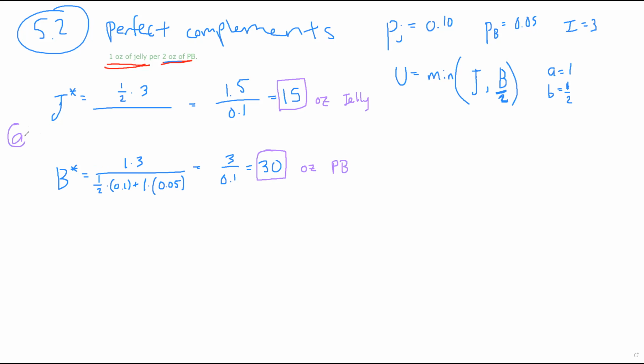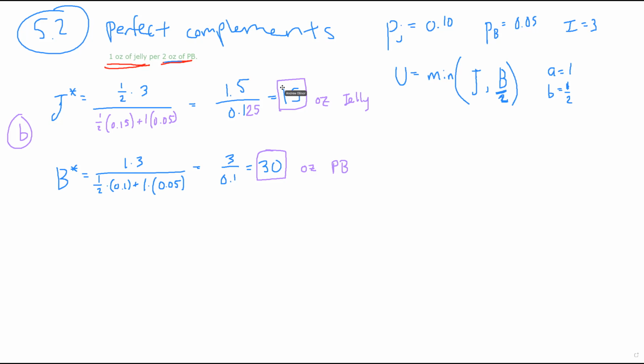Part B. Suppose the price of jelly were to increase to 15 cents an ounce. How much of each commodity would be bought? Okay, so we have to redo part A, but this time the price of jelly has changed. So we're going to have 1/2 times 0.15 plus 1 times 0.05. And this comes out to be a gross number. 1/2 of 0.15 plus 0.05 gives me 0.125.